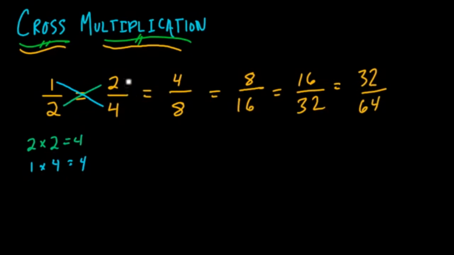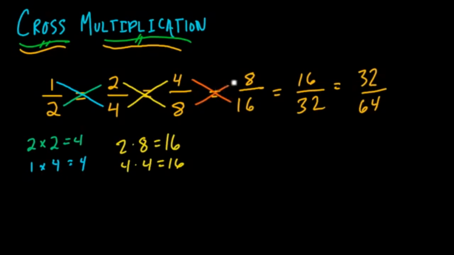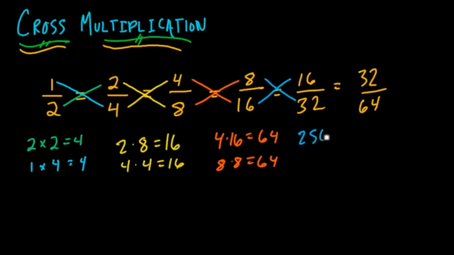Let's try that again. Over here, 2 times 8 and 4 times 4 are both the same number, right? 2 times 8 is 16, and 4 times 4 is also 16. Keep going. Here we have 4 times 16 and 8 times 8, and of course, they both equal 64. So one thing you should notice right now is that when you have these equivalent fractions and you multiply across, you're always going to be getting the same value, right? These both equal 256, and I'll write those equations out, sorry. 8 times 32 equals 256, and 16 times 16 also equals 256.